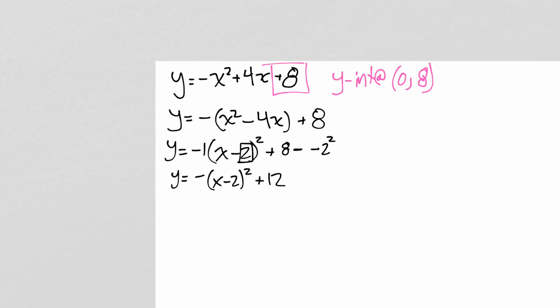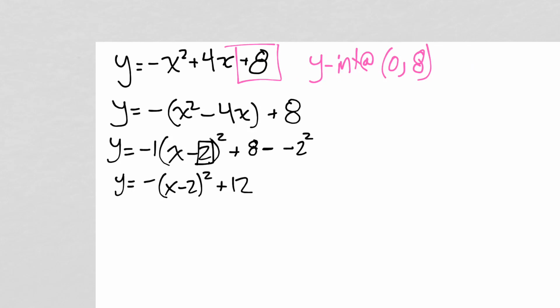All right, so what good does that do me? Well, I have now identified my vertex. My vertex will occur at the x value of positive 2 and positive 12. That negative out front does not affect how you interpret that vertex. So (2, 12), and I know that my axis will occur at x equals 2, the same x value as the vertex. Cool, cool, cool.